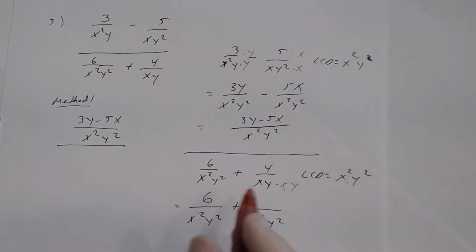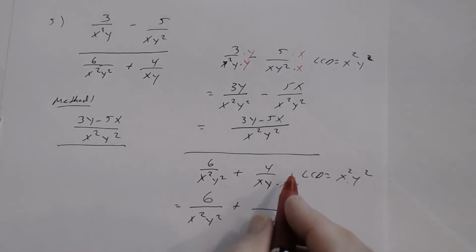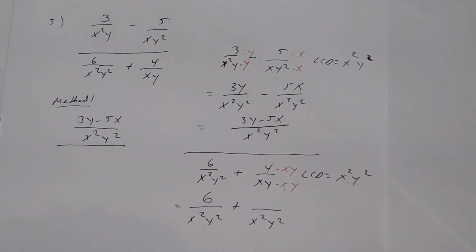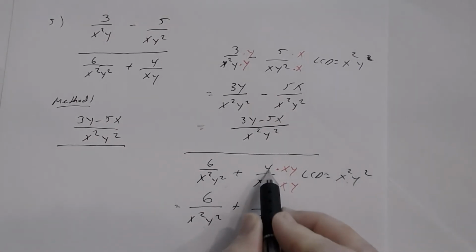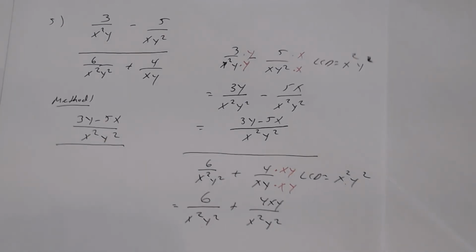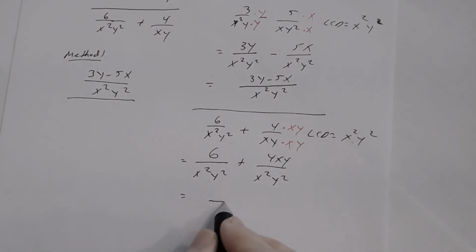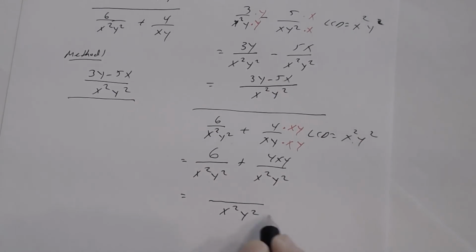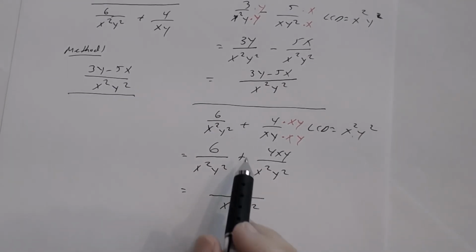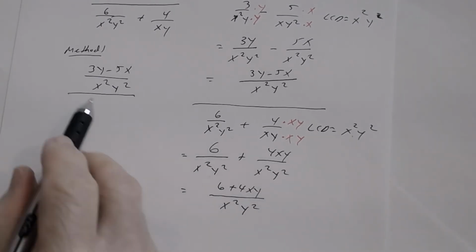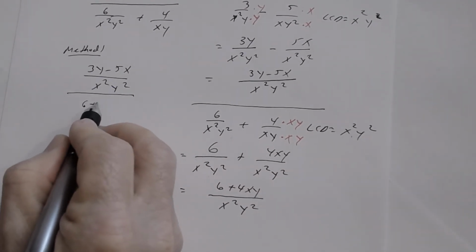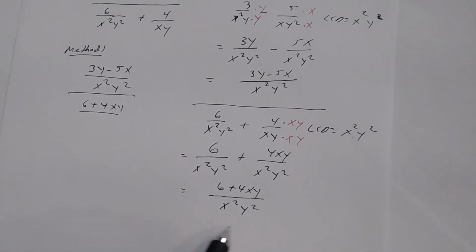And that kind of makes sense because x times x is x squared, y times y is y squared. But what I do to the denominator, I have to do to the numerator. So I got to multiply the numerator by xy as well. So the numerator becomes 4xy. And so now this becomes one rational expression, one fraction with that denominator. I just got to rewrite the numerator. So that'll be 6 plus 4xy. So that goes up here. So 6 plus 4xy divided by x squared, y squared.